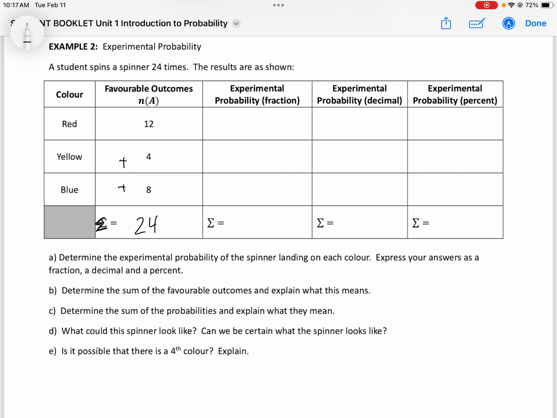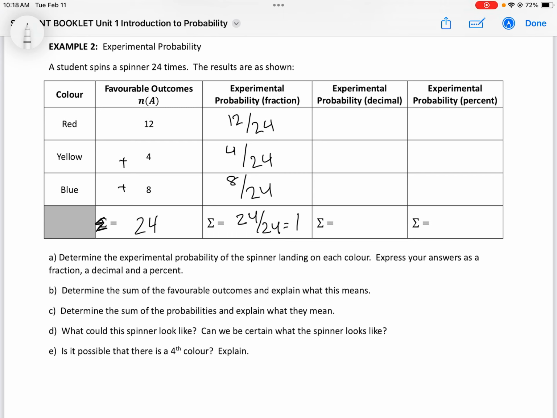Okay, so when we're talking about experimental probability as a fraction, the experimental probability of rolling a red is going to be 12 out of 24. The experimental probability of rolling a yellow is going to be 4 out of 24. And blue is going to be 8 over 24. Now, I don't reduce these because they already have a common denominator. So therefore, if we add up all the numerators, we're going to get 24 out of 24, which is going to give us our 100% probability.